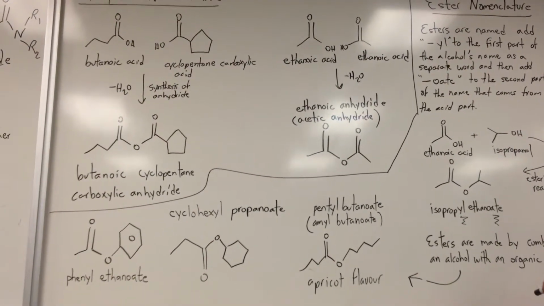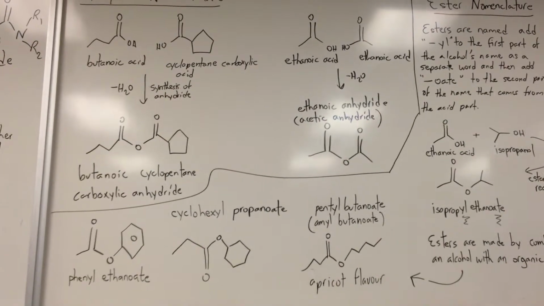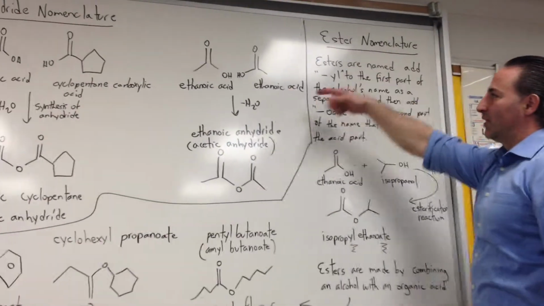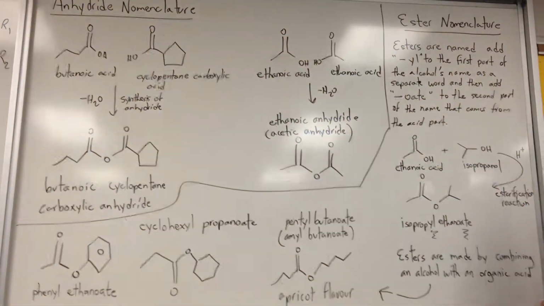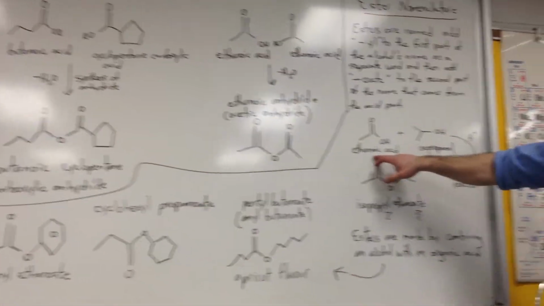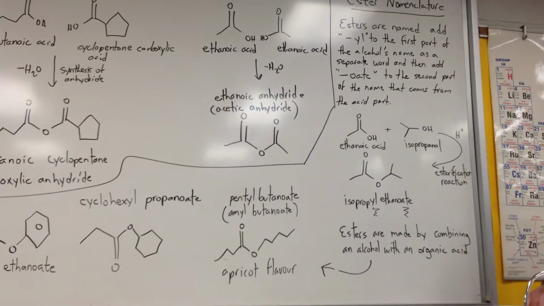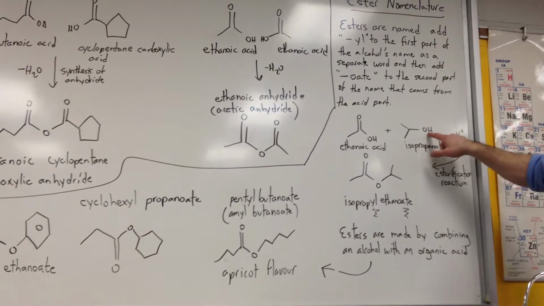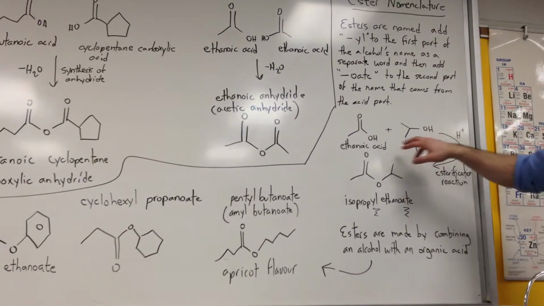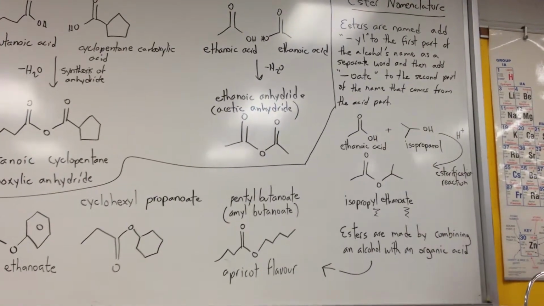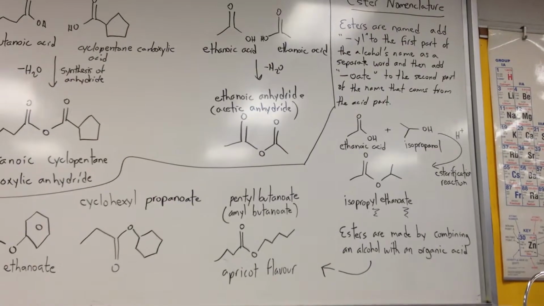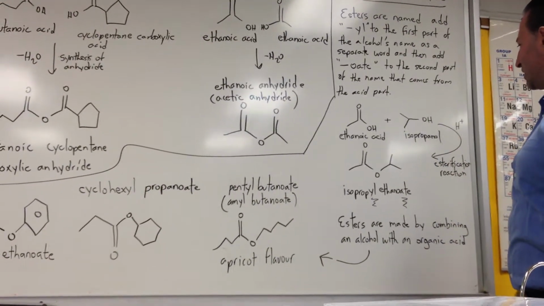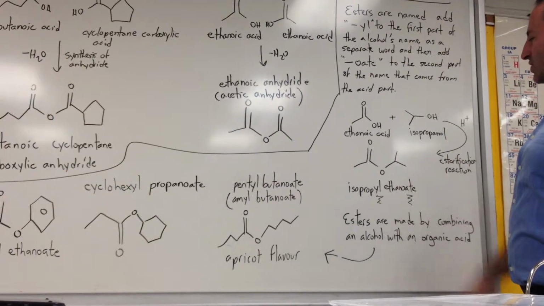Esters are made by combining a carboxylic acid, like one of these, with an alcohol. So if you have ethanoic acid and you were to combine it with isopropanol, and you did an esterification reaction where the H of the alcohol and the OH of the acetic acid were dehydrated, water was removed in the process, you would get an ester.